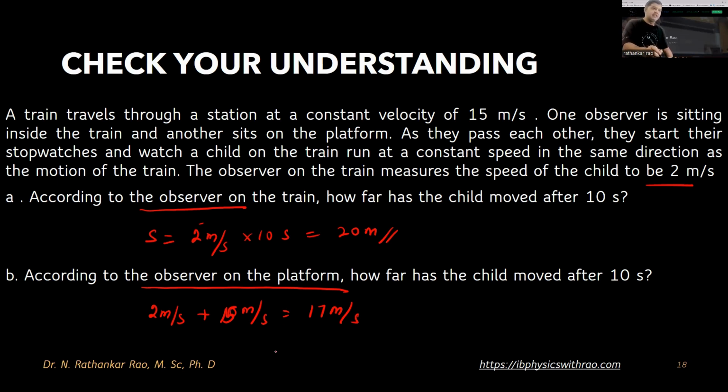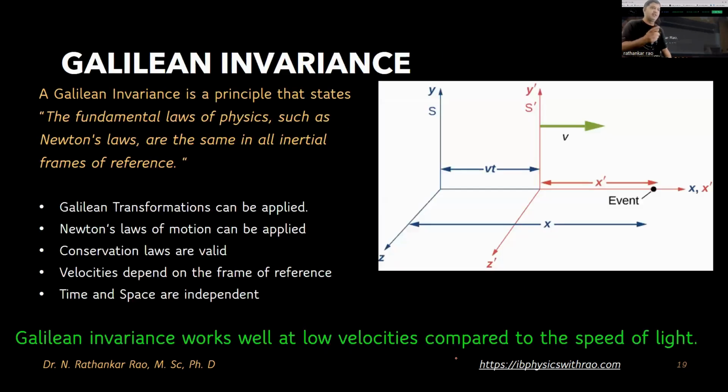Therefore, the distance moved by the child as seen by the observer sitting on the platform, who is not traveling on the train, should be 17 multiplied by 10. What did I do? V into T. I used the same V into T. Remember, when you are talking about Galilean transformations, we are not going to use accelerations, because it only applies for constant velocity motions. So 17 into 10, this answer should be 170 meters. I hope you got the same answer.